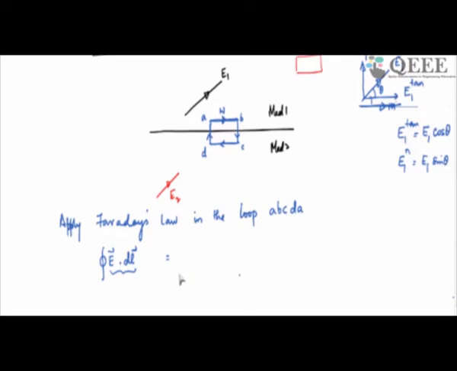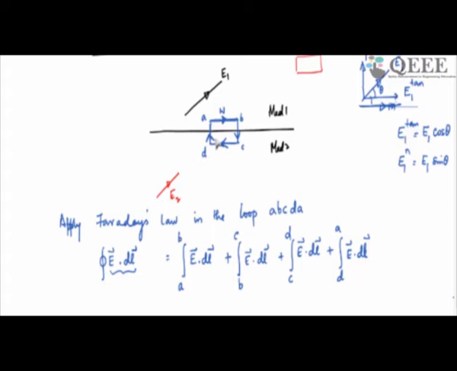I have to write this integration. This is a closed loop integral. So, I need to integrate AB, E dot dl from A to B, plus I have to integrate from B to C E dot dl, plus I have to integrate from C to D E dot dl, plus I need to integrate from D to A E dot dl. Only then will I complete a loop integral. I have to integrate in this path, the third path, and the fourth path.